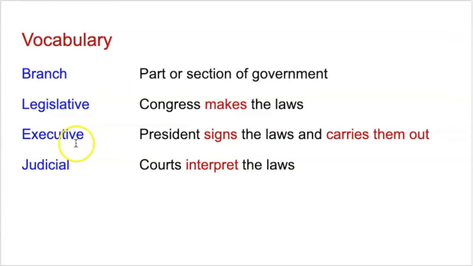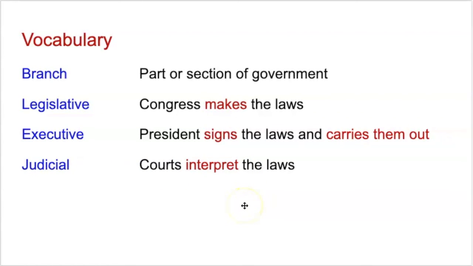The executive branch is also called the President. The President signs the laws and carries them out. So the President is the executive, and this verb execute means to carry out. So he is the one responsible, or she is the one responsible, for making sure the laws get carried out and everybody follows them. And judicial is a word that means the courts. Okay? The judicial branch of government are the courts that interpret the laws.